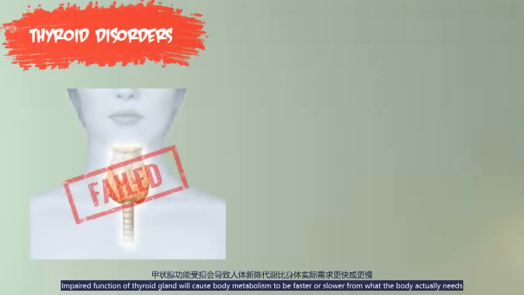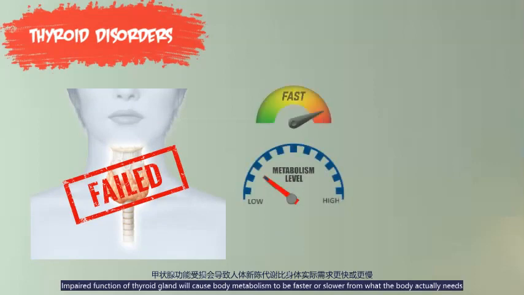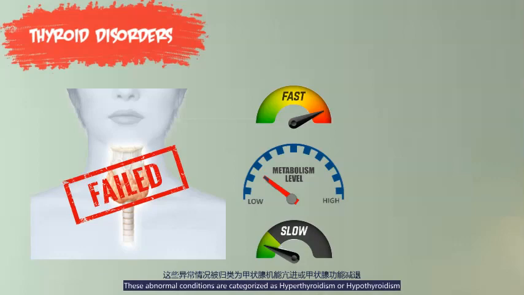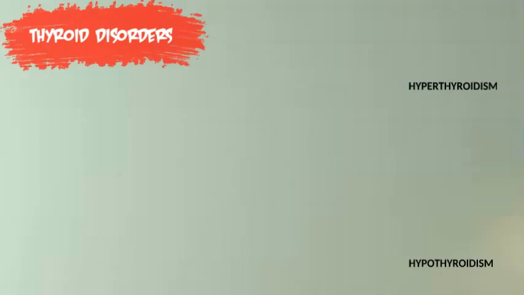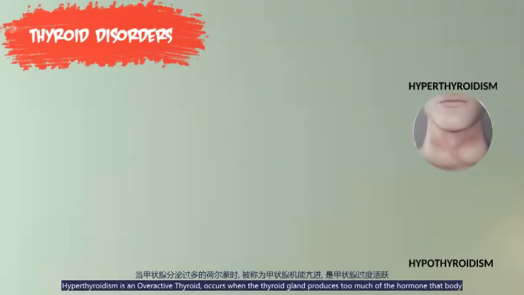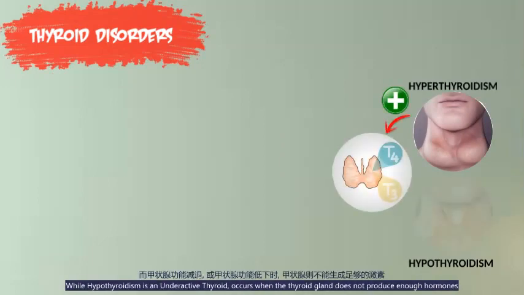Thyroid disorders. Impaired function of the thyroid gland will cause body metabolism to be faster or slower than what the body actually needs. These abnormal conditions are categorized as hyperthyroidism or hypothyroidism. Hyperthyroidism is an overactive thyroid, which occurs when the thyroid gland produces too much of the hormone, while hypothyroidism is an underactive thyroid, which occurs when the thyroid gland does not produce enough hormones.